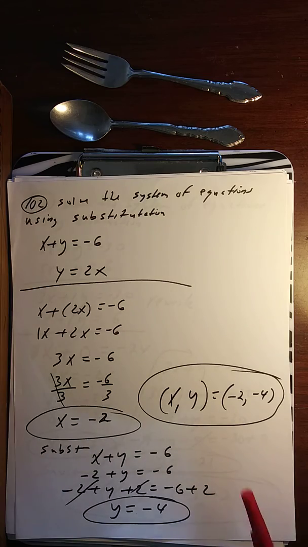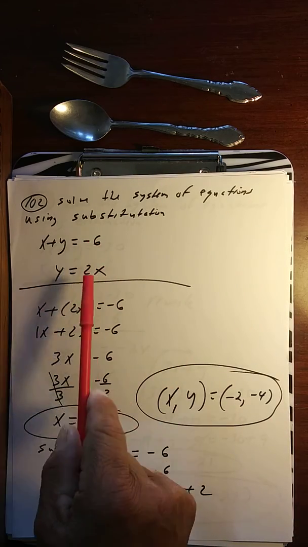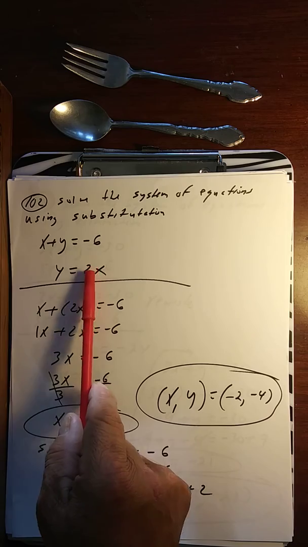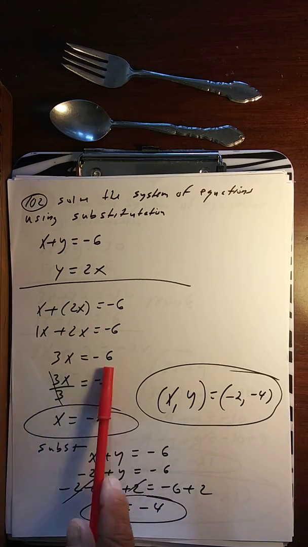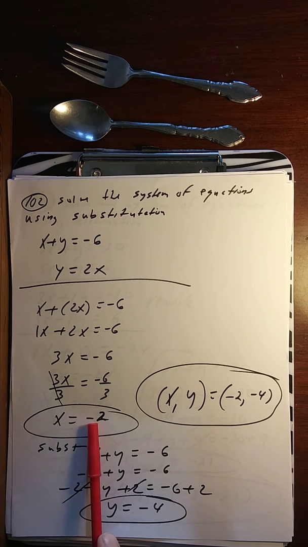Alright. Solve the system of equations using substitution. So I'm going to substitute. I know y is always 2x. So I'm going to put this for the y right here. So x plus 2x is this. 1x and 2x is 3x equals this. Divide by 3, divide by 3. So x is negative 2.